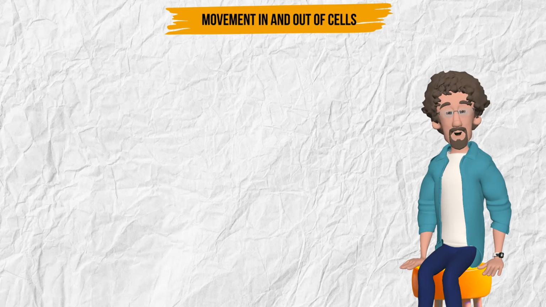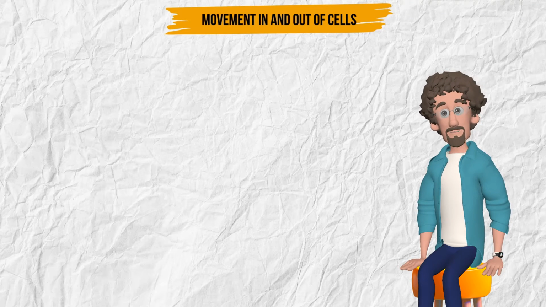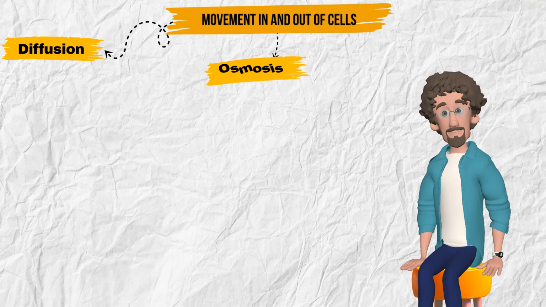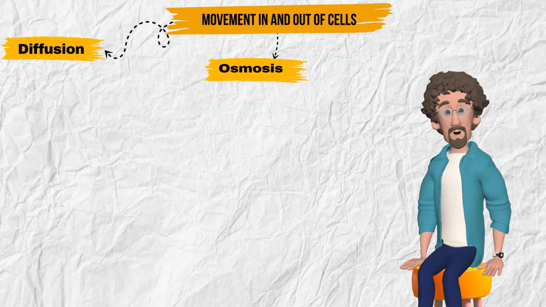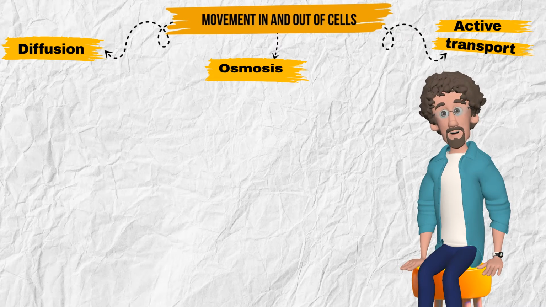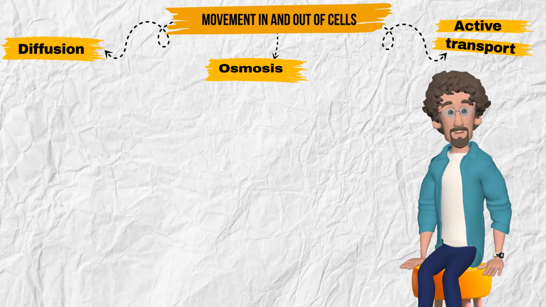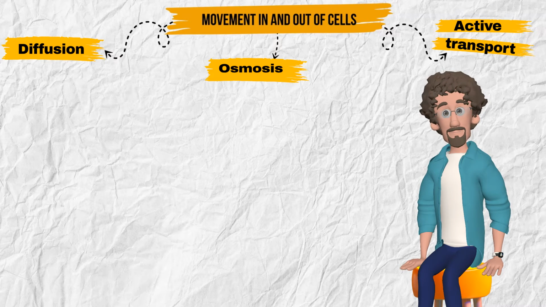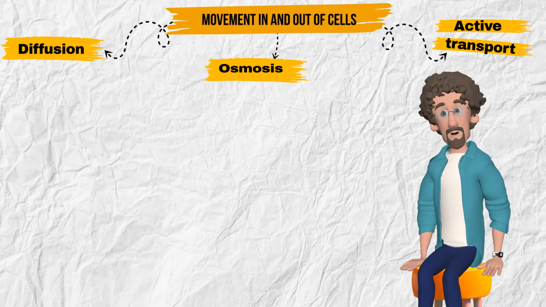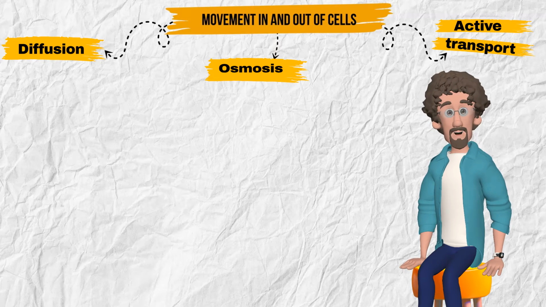It explains how substances move in and out of cells, and it covers 3 key processes. Number 1, diffusion. Number 2, osmosis. Number 3, active transport. You must know the definition of each one, clear examples from the human body or plant systems, and the type of membrane involved. But most importantly, what Paper 2 really loves: how to apply this knowledge to strange-looking diagrams, especially those with arrows.